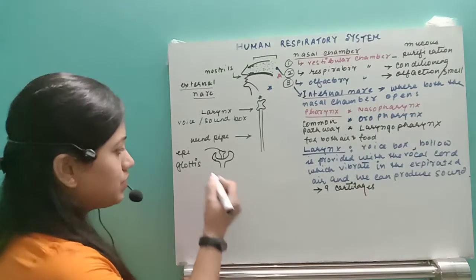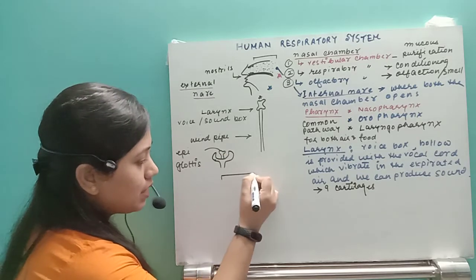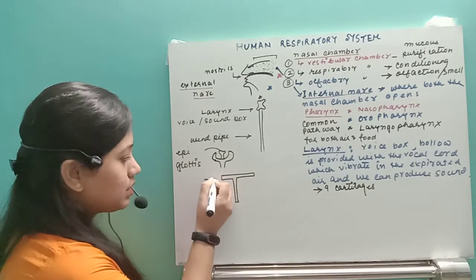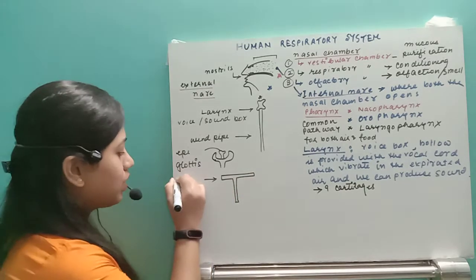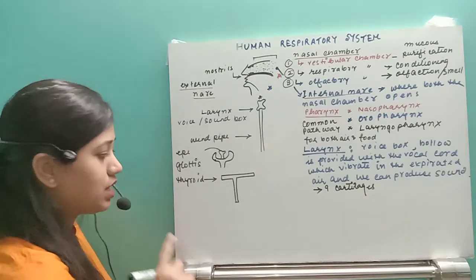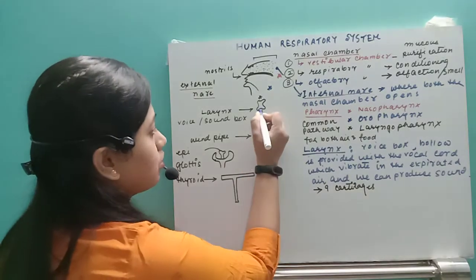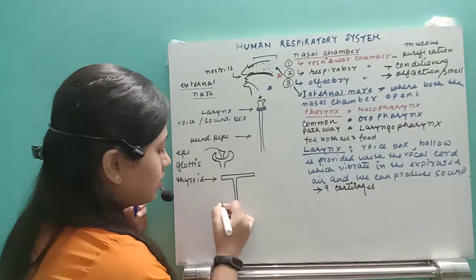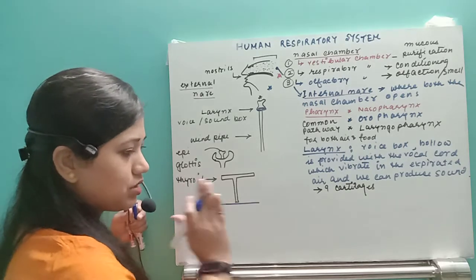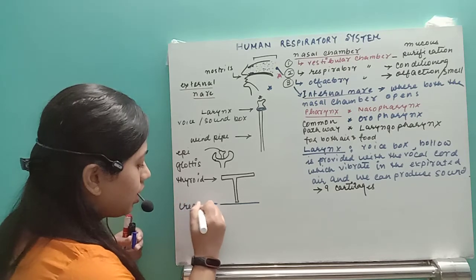After that, if you see this structure posteriorly that I have shown, this is made up of a T-shaped cartilage. This T-shaped cartilage is known as the thyroid cartilage. This is the single largest cartilage. Just behind that there is a ring-like structure. I am not going to show it properly, it's a 3D diagram. So what is that cartilage? This is the cricoid cartilage.